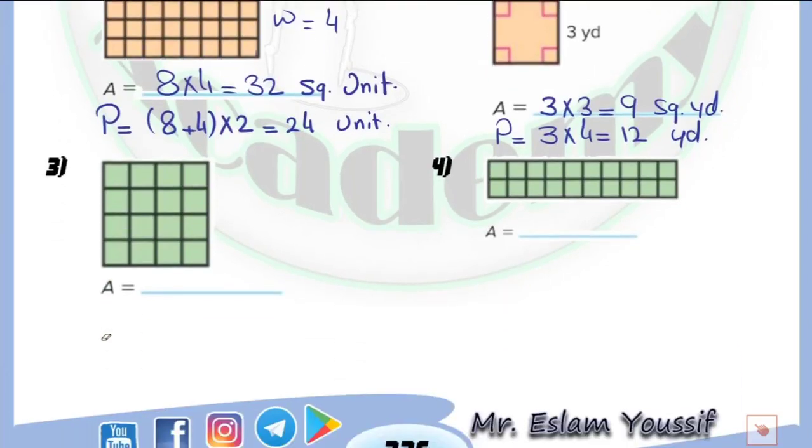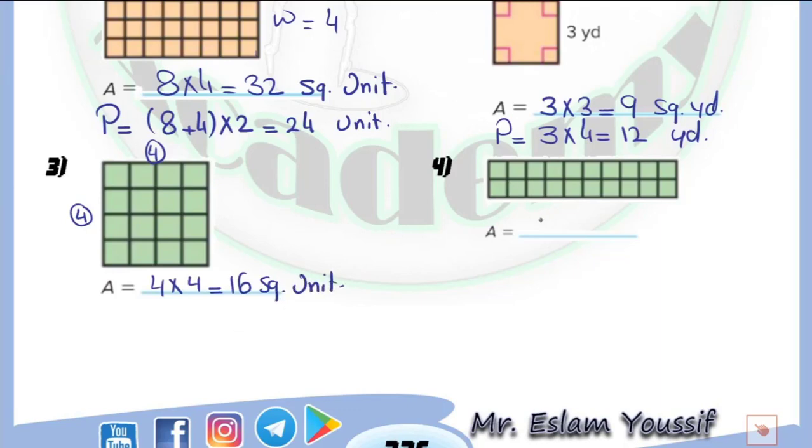In number 3, we need to find the area. You will find that the length of the first side equals 4. And the length of the second side is also equal to 4. Because all of the sides are equal, it means we are talking about a square. The area of the square is equal to the side multiplied by itself. The length of the side is 4. So we just multiply 4 by 4, and the answer will be 16 squared units.